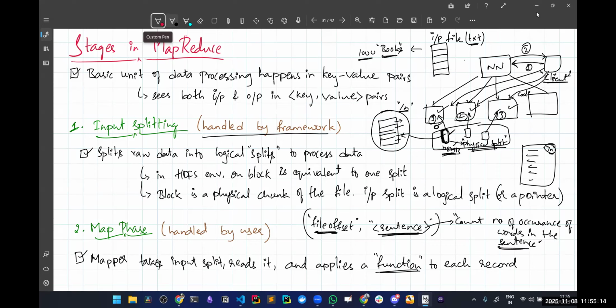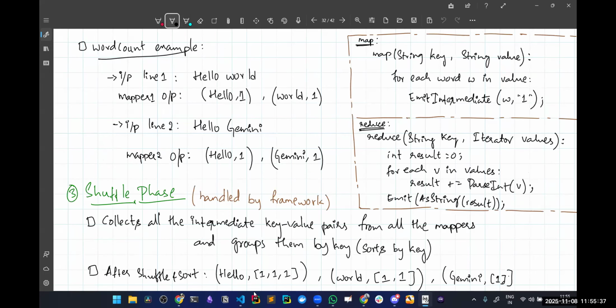So what we will do is, in the mapper function, when it reads and splits the data, it applies a split and gets the words from this sentence. We are not going to bother about the key. So that's how the map phase works. Am I clear here? Yes.